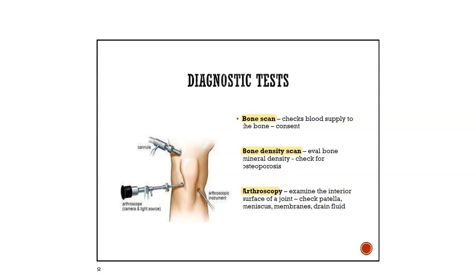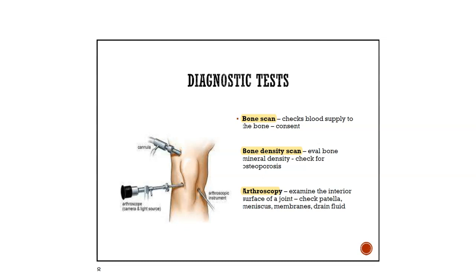Another imaging that they may order is a bone scan. So bone scans are used to check for blood supply. It also allows for visualization of tissue death because of the lack of blood supply. There's also the bone density scan, which is used to evaluate the mineral density or the bone density. It's typically used to diagnose osteoporosis or osteopenia, just based on the bone density scan.